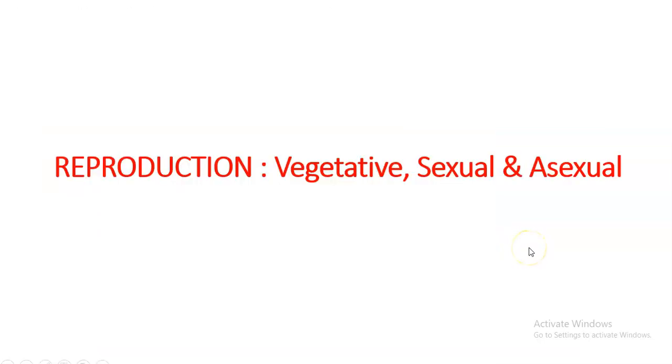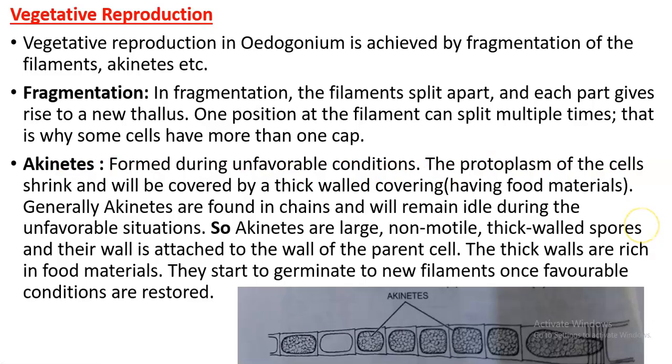Now about reproduction, I have just briefly mentioned reproduction consists of vegetative mode, sexual mode and asexual mode, but in this session we will be seeing only the vegetative mode. Sexual and asexual we will see in a different lecture. So vegetative reproduction is simple. It can happen through two ways: one is fragmentation and the other is akinete formation.